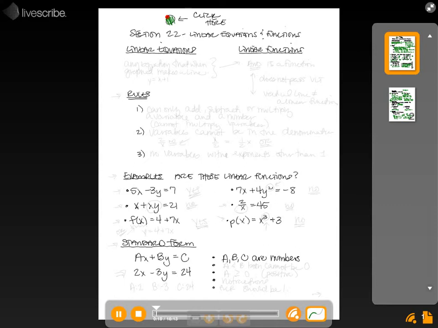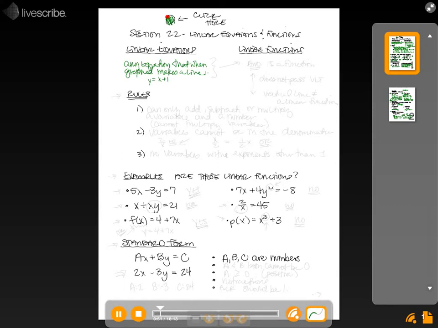A linear equation is any equation that, when graphed, makes a line. Alright, that's what it means. If I had something like y equals x plus 1, that's our example from the 2.1 video. We graphed that, it made a line. That's a linear equation because it makes a line.